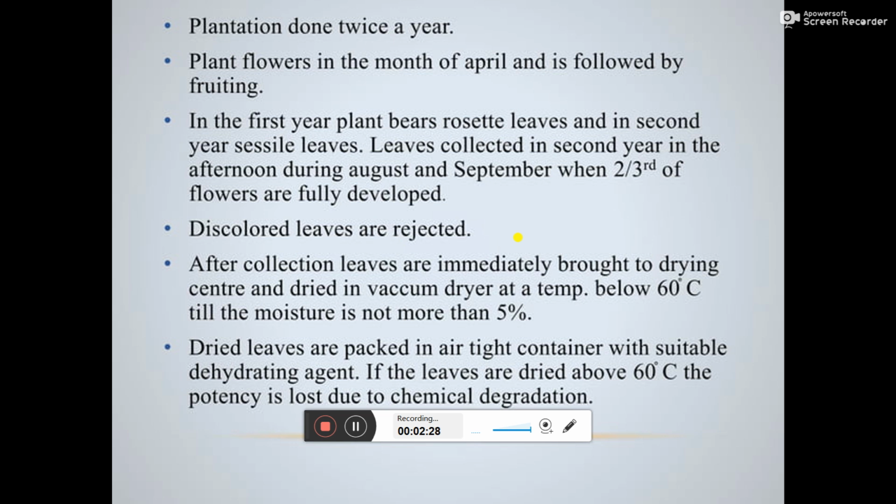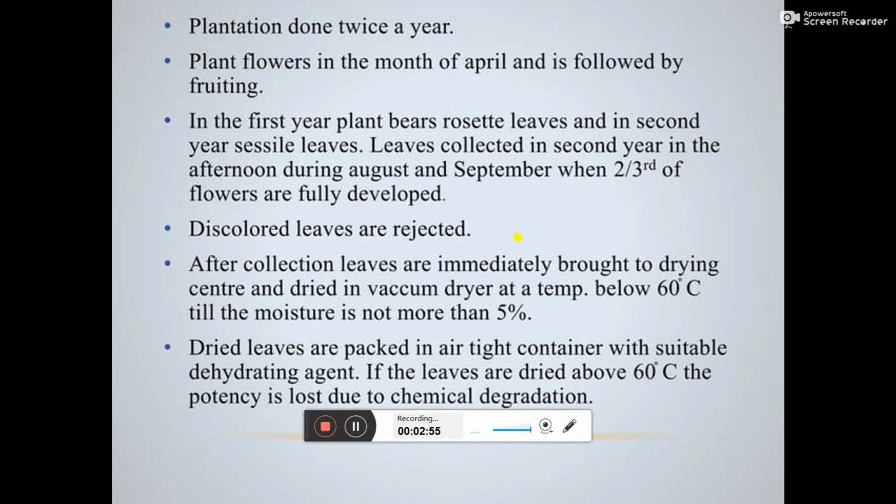Then plantation is done twice a year. The plant bears flowers in the month of April, followed by fruiting. At that time, the leaves are collected, and in the first year it generally bears rosette leaves. In the second year, it bears sessile leaves. So leaves are collected in the second year in the afternoon during August and September, when two-thirds of the flowers are fully developed. Discolored leaves are rejected.